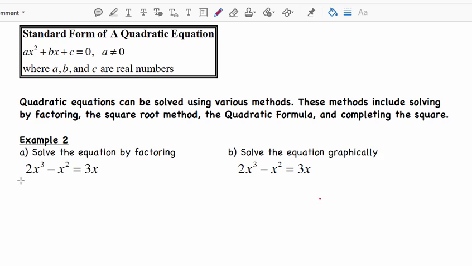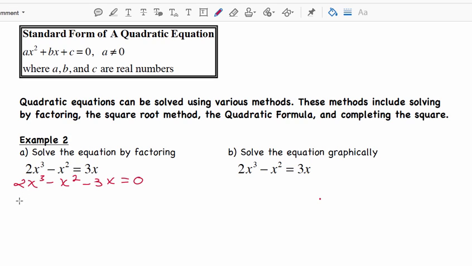And the first thing that you need to do when you solve a quadratic equation by factoring is you need to move everything to one side and set your equation equal to 0. So I'm going to go ahead and move over that 3x. So you get 2x cubed minus x squared minus 3x equal to 0. And it doesn't look quadratic yet, but it will in a second.